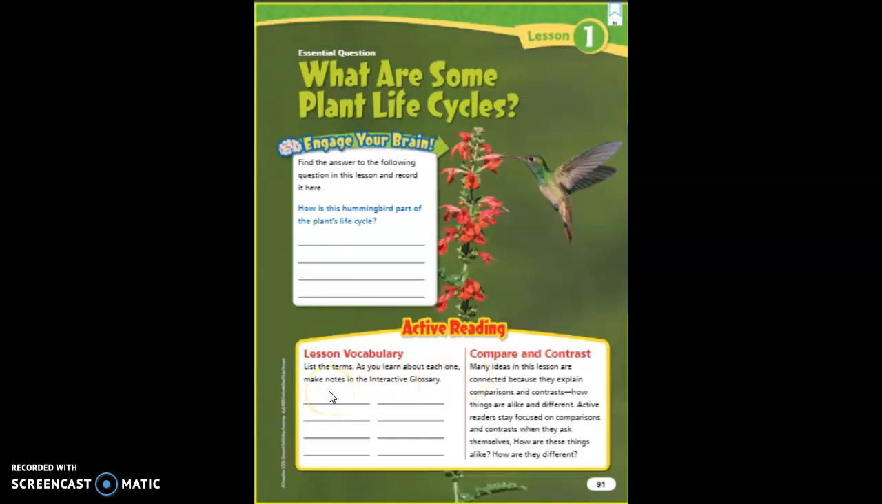Active reading, lesson vocabulary. List the terms as you read about each one. Make notes in the interactive glossary. So when we find our vocabulary words, we're going to come back and write them on the blanks here. We're looking at compare and contrast. Many ideas in this lesson are connected because they explain comparisons and contrasts. How things are alike and different. Active readers stay focused on comparisons and contrasts when they ask themselves, how are these things alike? How are these things different?